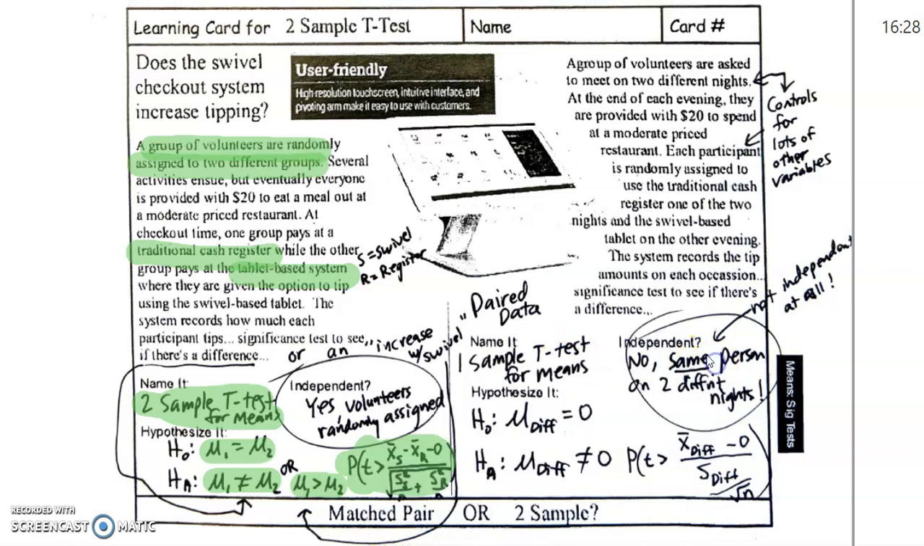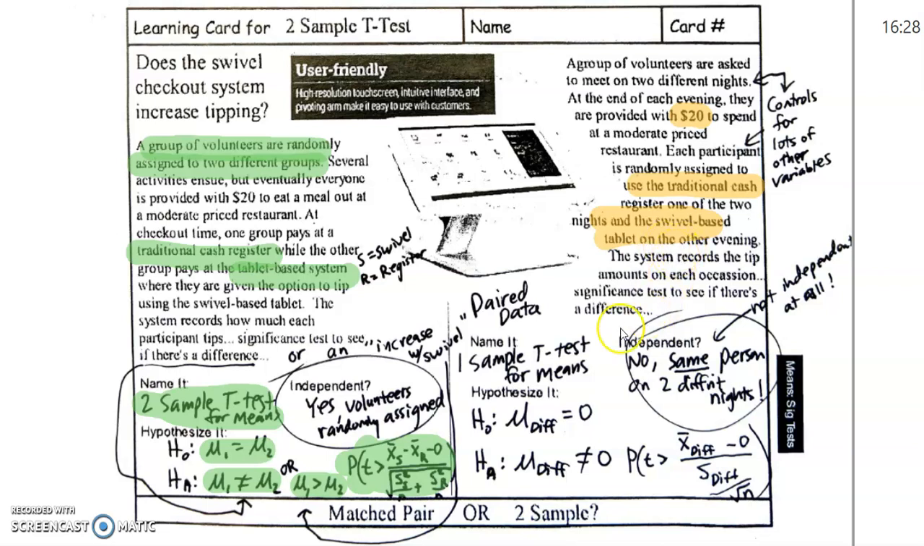What made it a paired t-test? Well, we've got a group of volunteers and they meet on two different nights. Each is provided with this $20. Each participant is randomly assigned one night to use the traditional cash register and on another night the tablet-based system. So they're kind of pitted against themselves. Would they actually tip more? You can't argue with that as far as controlling for the variables and getting it down to the person and their willingness to tip.